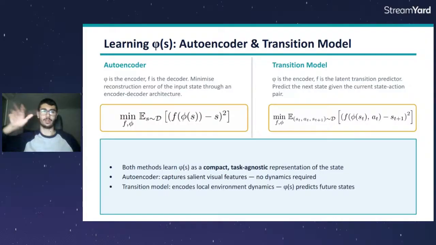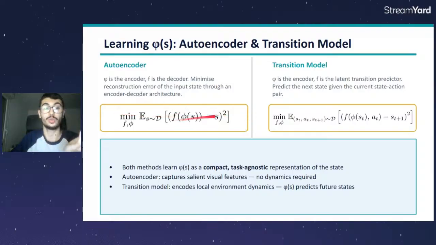And so we suppose that we have a data set of states. For each state, we are going to pass it through the encoder, which is phi of S. And F is going to decode it back to the original format. We try to learn a state feature that minimizes this reconstruction error. So that's the point of doing this.